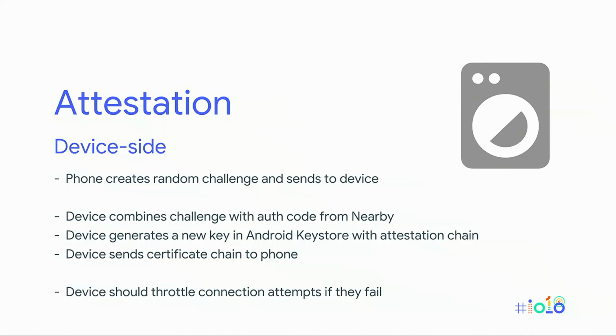And the device takes the random challenge, it combines it with the authentication code from Nearby Connections, brings them together, and then it uses this to generate a new key in the Android Keystore with the attestation certificate chain. This certificate chain is then sent back to the phone, and the phone can then check it, which we'll talk about in a minute. And even though we're using a random challenge, the auth code from Nearby is important because it helps to bind it to the encryption channel that we're using right now.